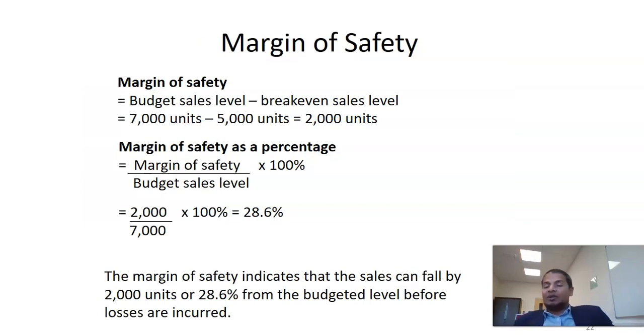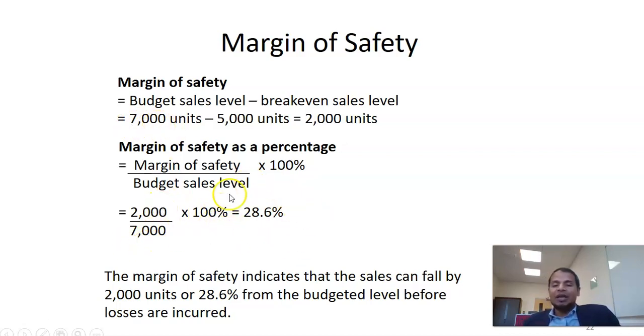So in the given example that we have discussed before, the ABC mountain bikes, we have calculated that 5,000 units is the break-even sales. And the budgeted sales given in the question is 7,000 units. So 7,000 units minus 5,000 is 2,000, the margin of safety units. If you want to express the margin of safety as a percentage, then 2,000 is the margin of safety, divided by budgeted sales, 7,000, multiplied by 100.